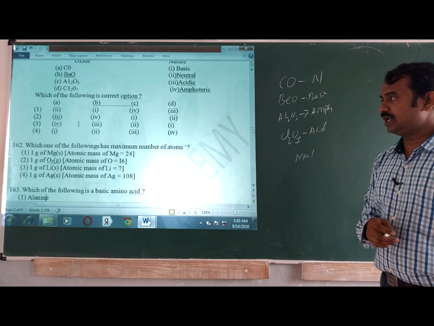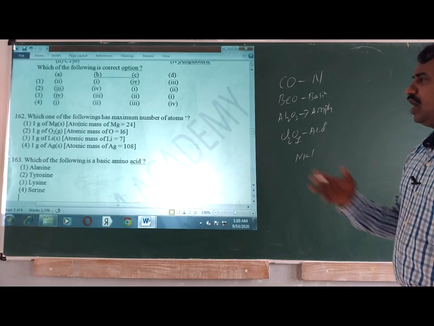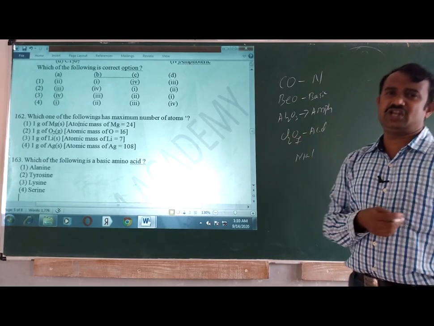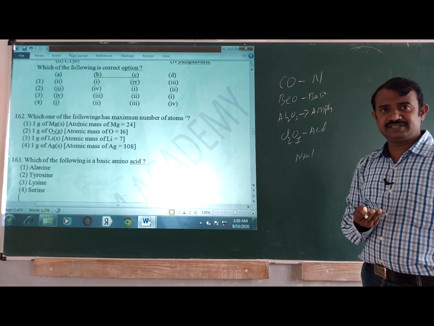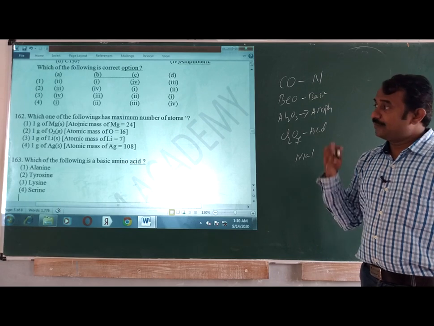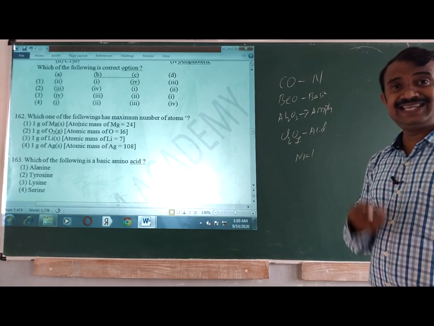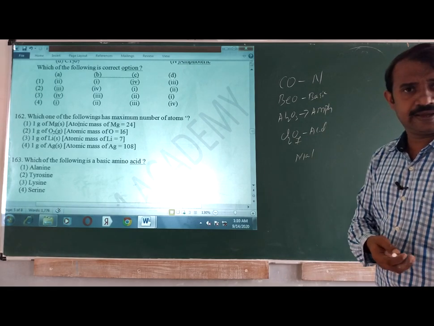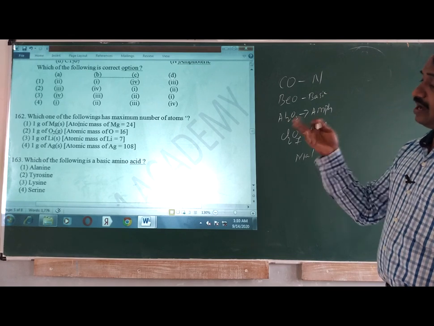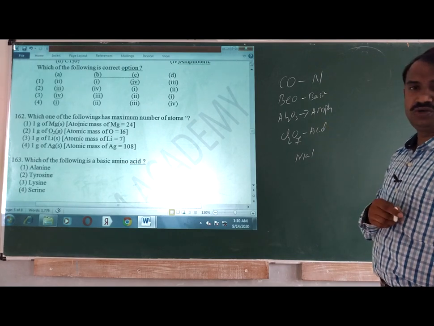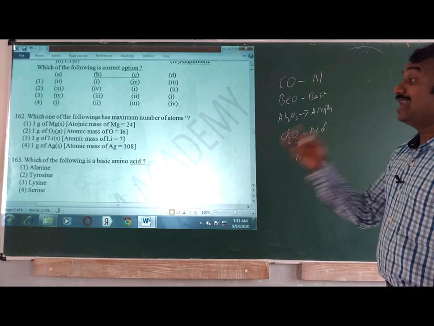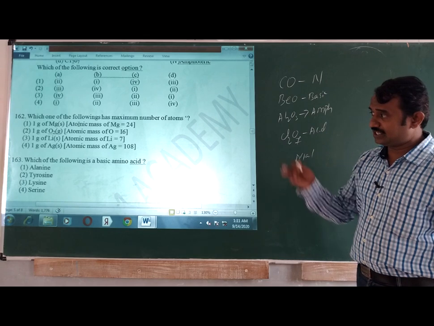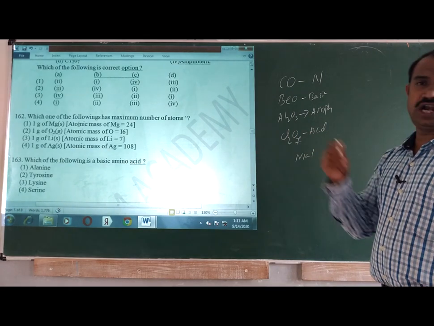Next one. Which of the following is a basic amino acid? Acidic amino acids are aspartic acid and glutamic acid. Basic amino acids are lysine, arginine, and histidine. Among the options, alanine is a neutral amino acid, tyrosine is an aromatic amino acid, lysine is a basic amino acid, and serine is a neutral amino acid.